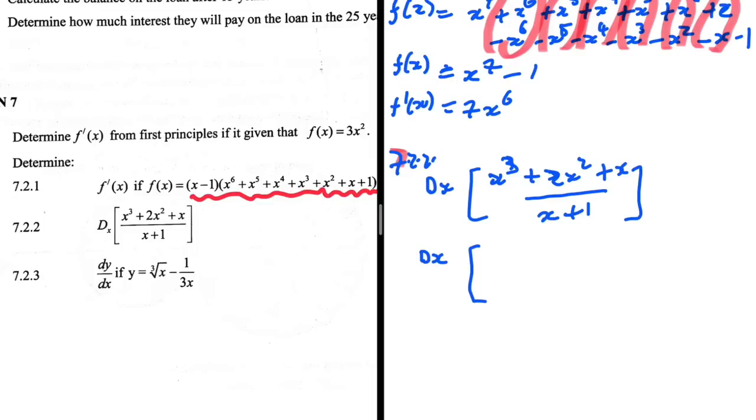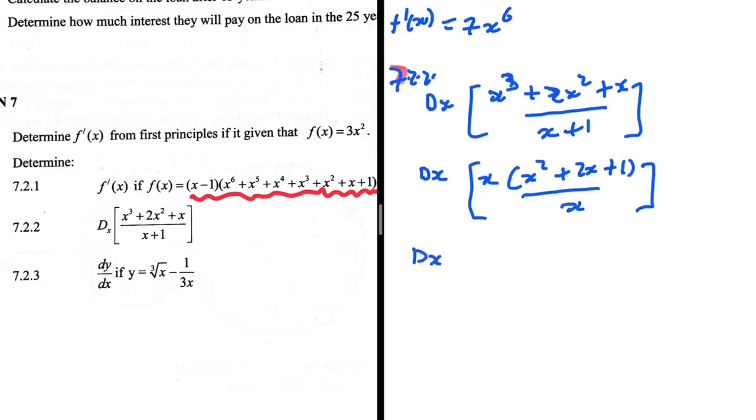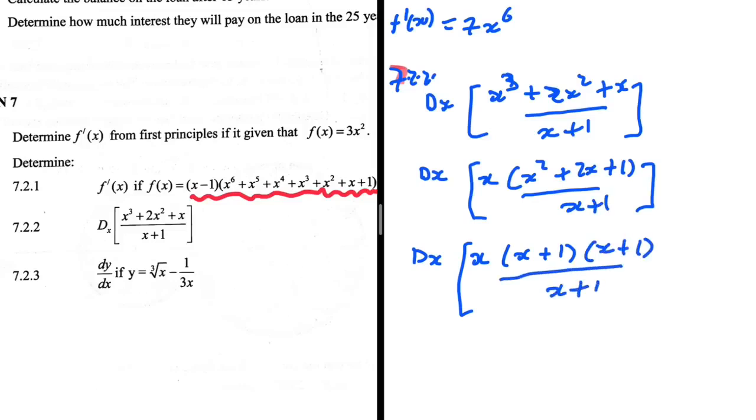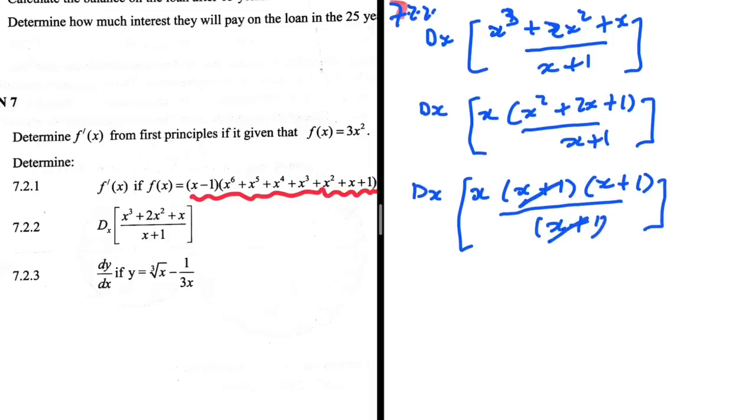So let's take a common factor of x on the numerator. We're going to get x squared plus 2x plus 1. Okay, you can already see what is happening here. And then dx, we have the common factor of x, and now we factorize x squared plus 2x plus 1, of which we're going to get x plus 1 multiplied by x plus 1. Everything divided by x plus 1. Okay, so obviously x plus 1 will cancel out with one of the x plus 1s.